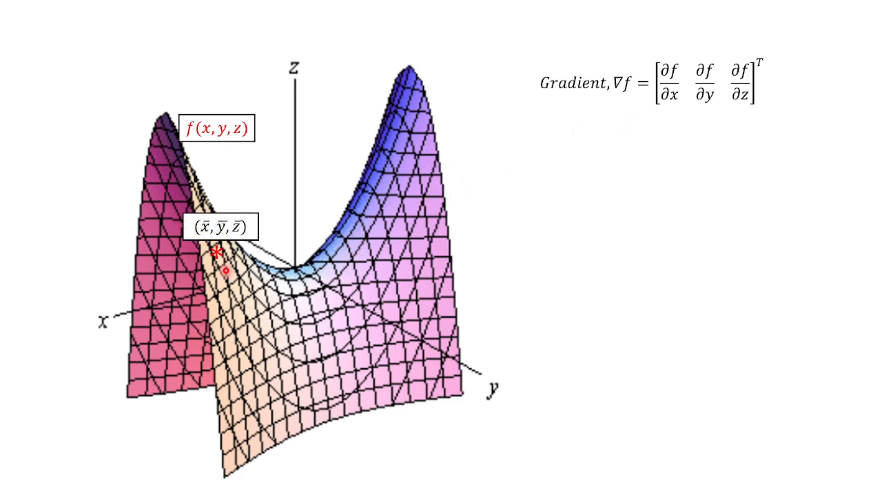Now if we choose a certain point, x bar, y bar, z bar, and we want to calculate the gradient at this certain point, then we just need to put all the values in our gradient formula, and that is going to give us the gradient at this point. So basically we calculate the gradient and then put the values of this point in each of these components, and that would give us some fixed or constant values.